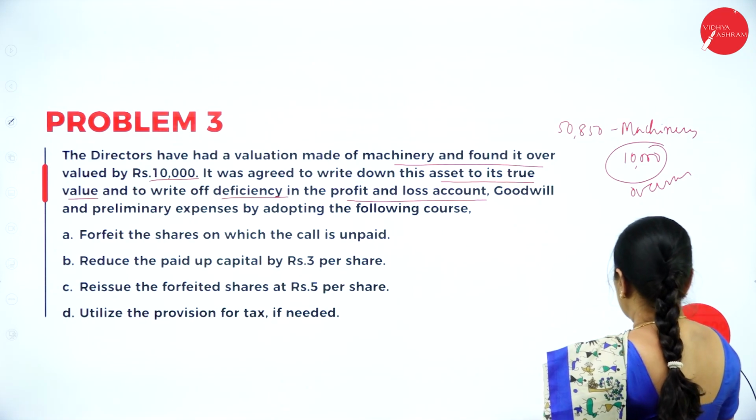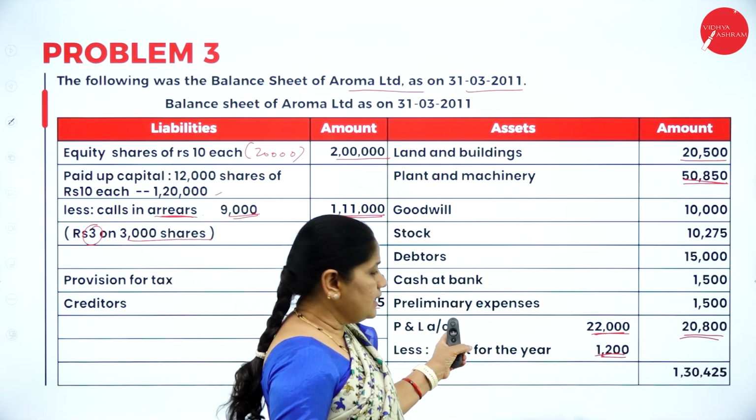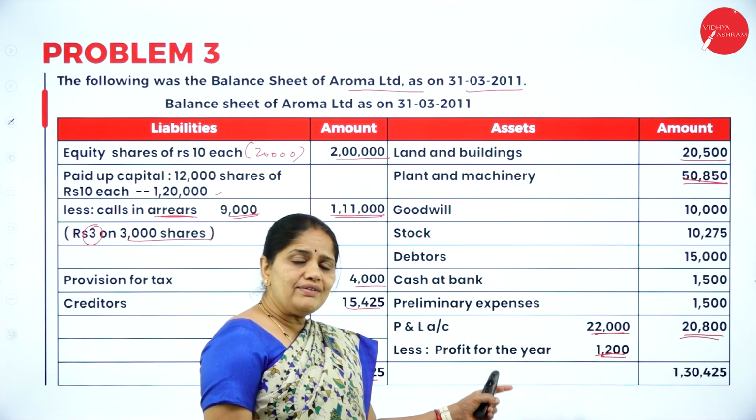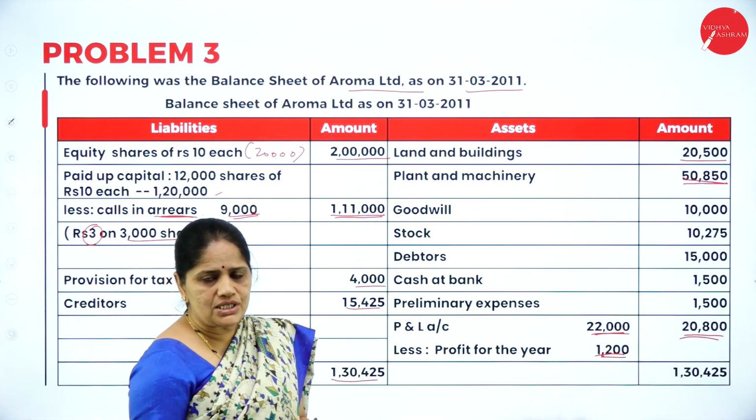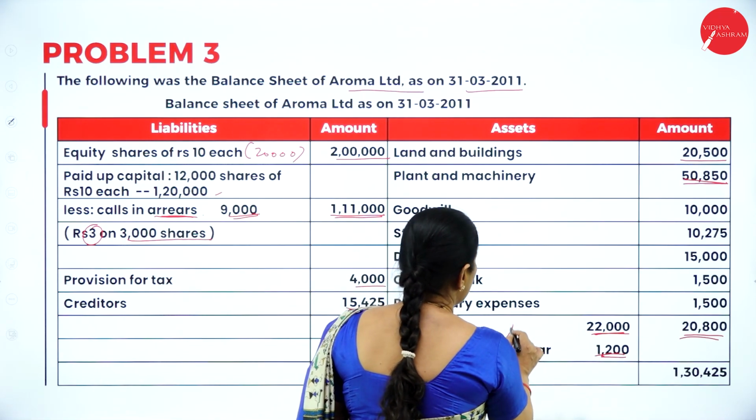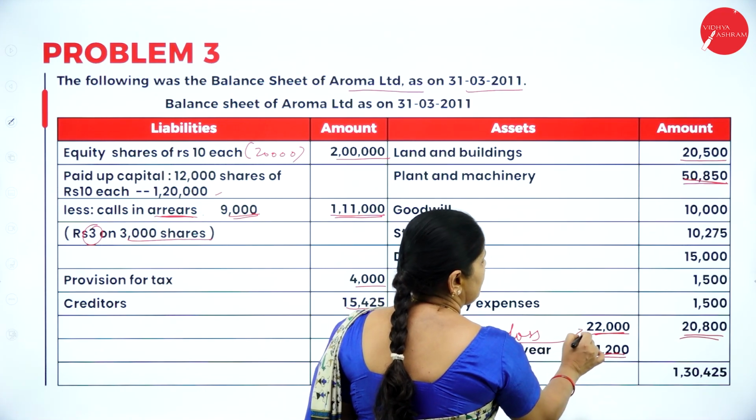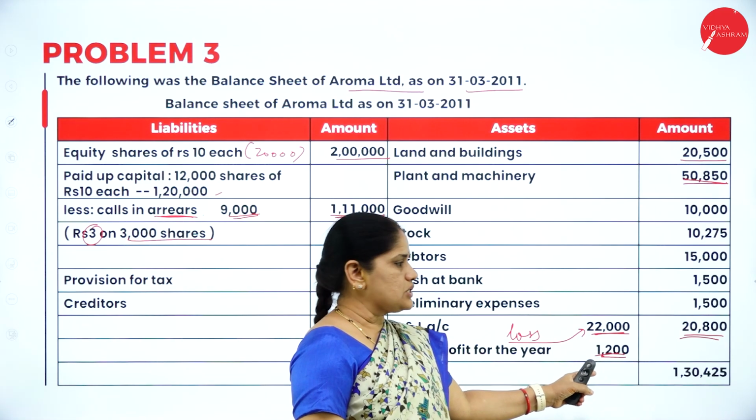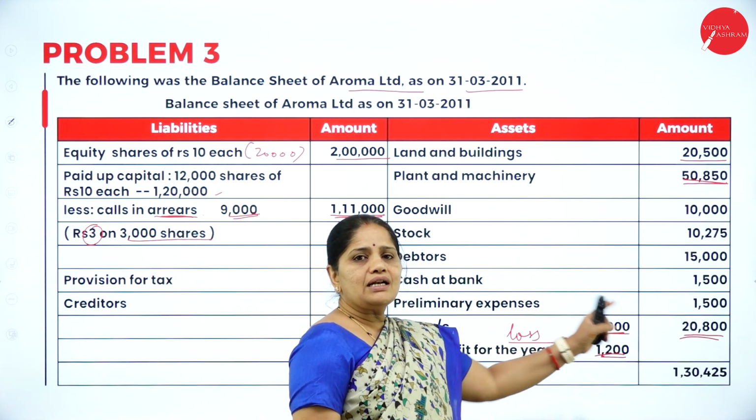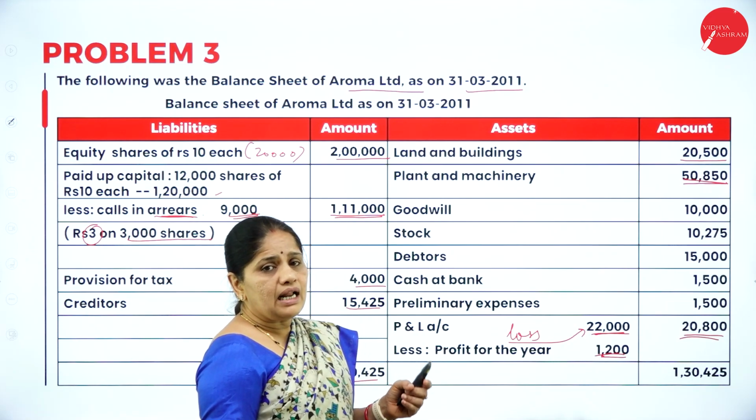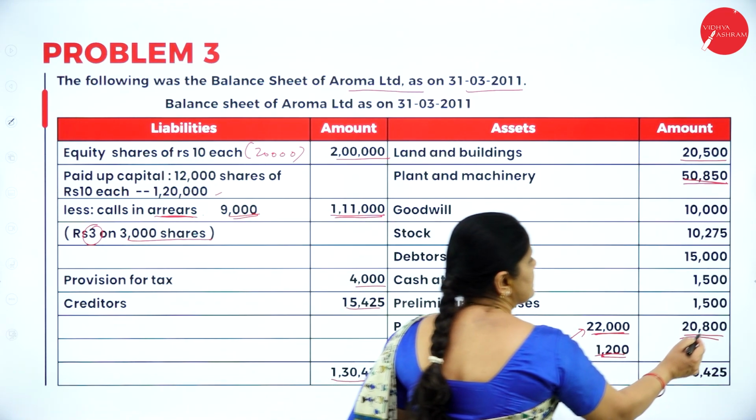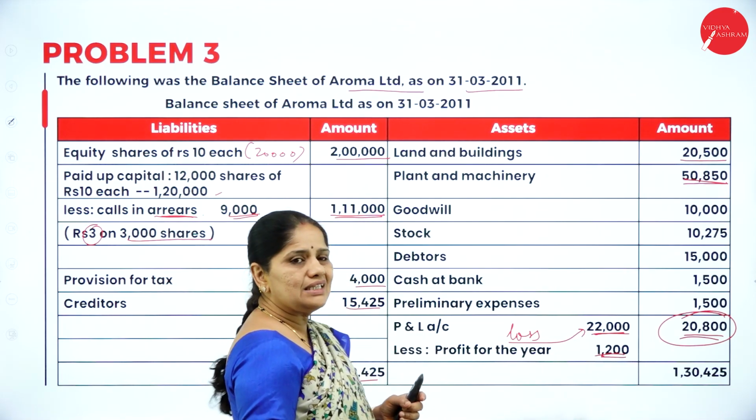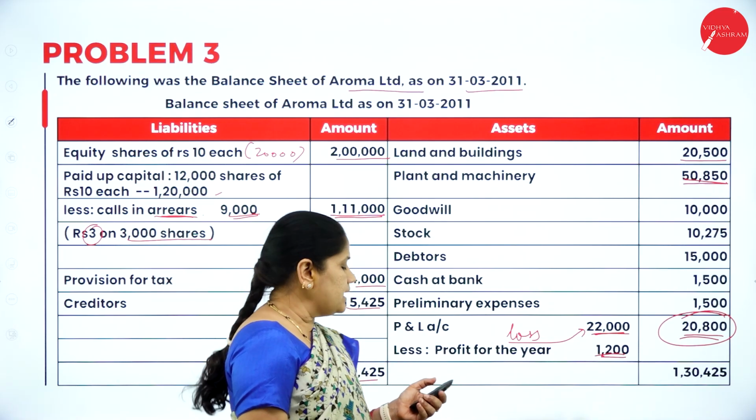Now, if you can see here in the balance sheet, the profit and loss account is mentioned on the asset side of the balance sheet. So, whenever it appears on the asset side of the balance sheet, it means that it is a loss. So, there is a loss of 22,000. The profit for this year is 1,200. So, the remaining loss is 20,800. Now, the company wants to write off this loss. So, this loss of 20,800, whatever has been shown in the balance sheet, has to be written off.